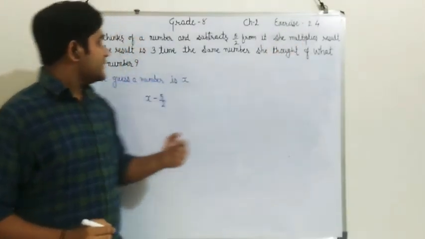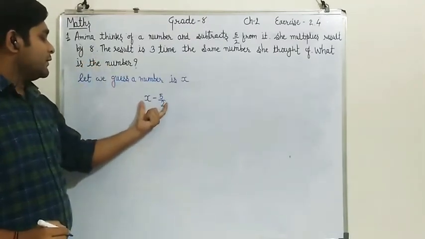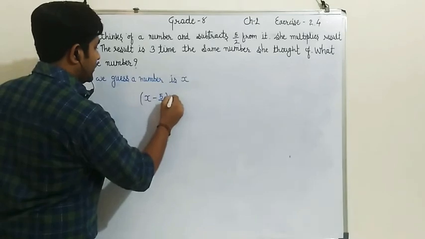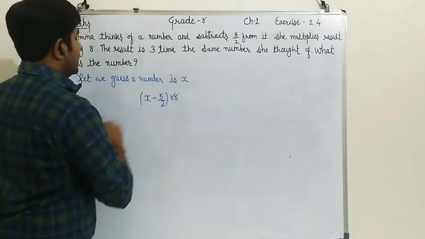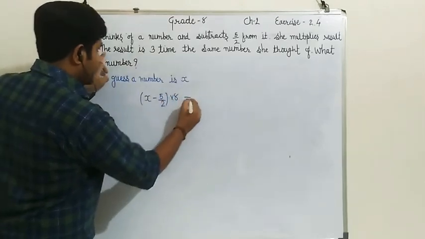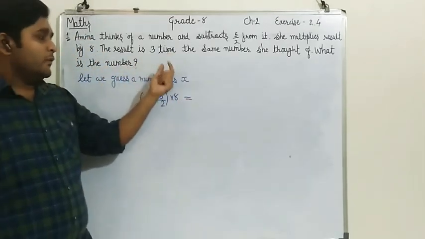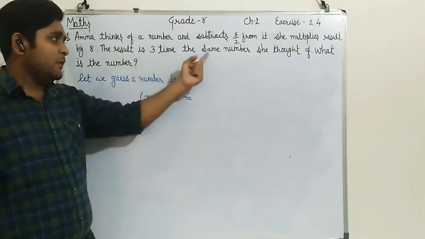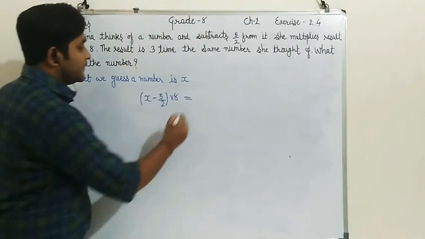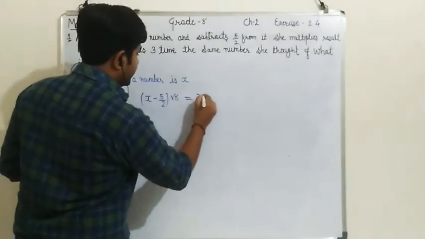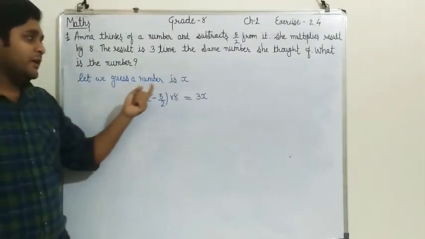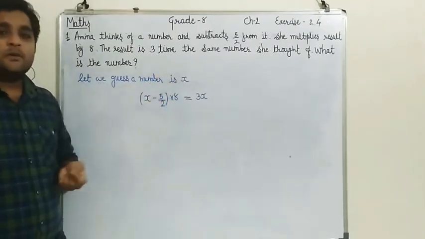She multiplies the result with 8. So I will put the bracket and multiply with 8. The result of all this is equal to 3 times the same number she thought. She thought x, so 3x. Now what is the number? So we have to find the number x from this equation.